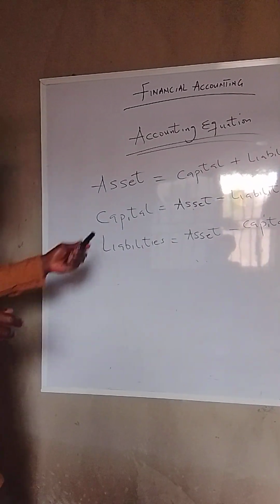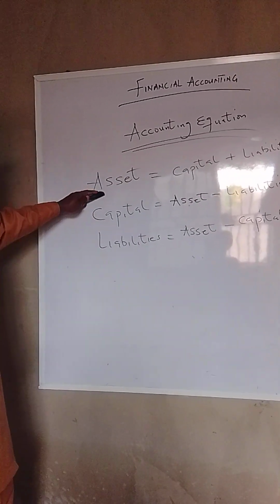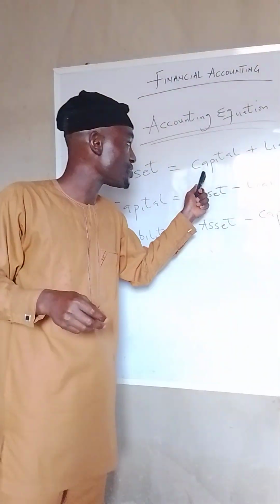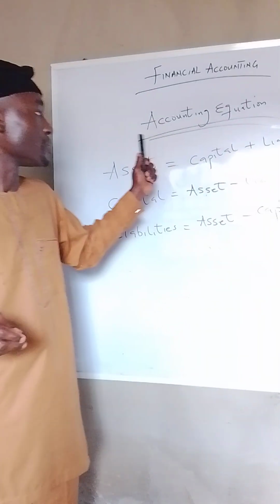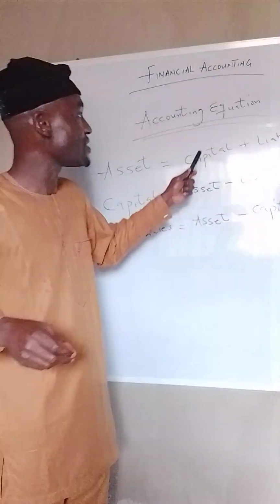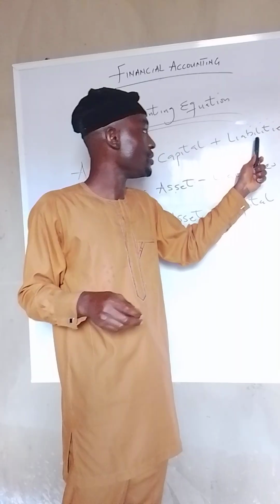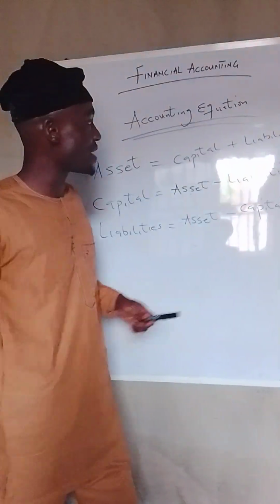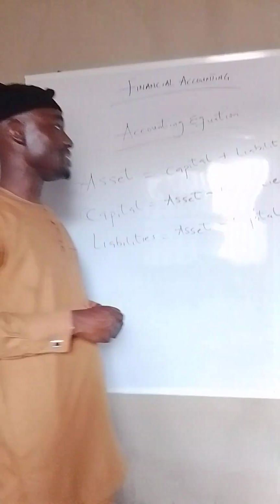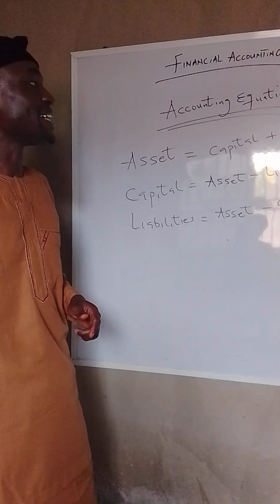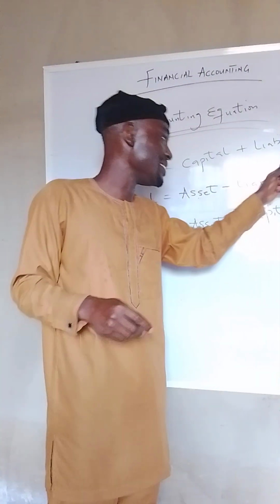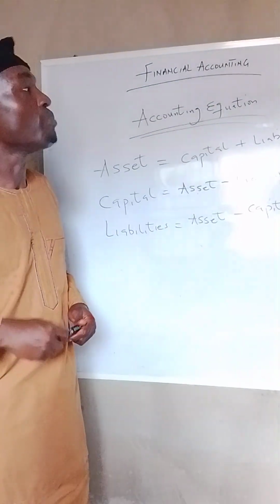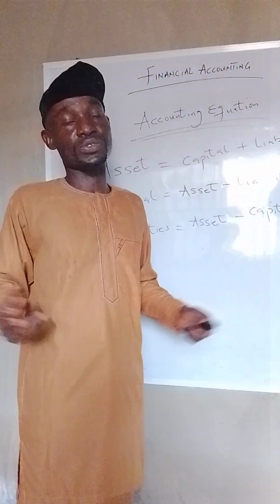So far so good. You have known the meaning of asset; I said it's divided into two: current asset and fixed asset. Then we have known our capital too, the amount you use to start your business. Liability is the amount of money you are owing outsiders, your suppliers, the indebtedness of an organization, such as bank loan, creditors, debenture, company loan, and so on and so forth.